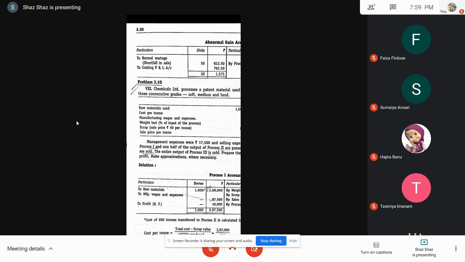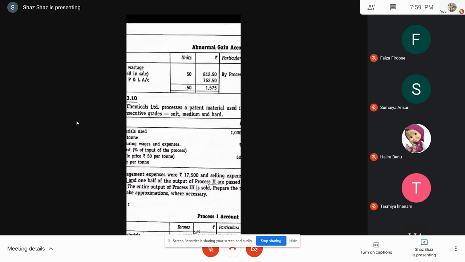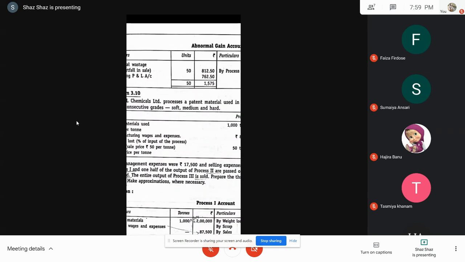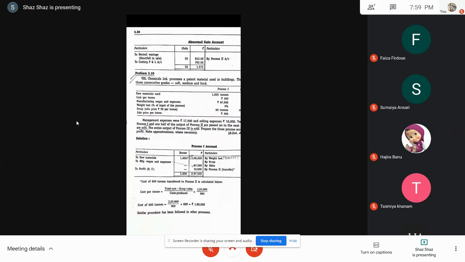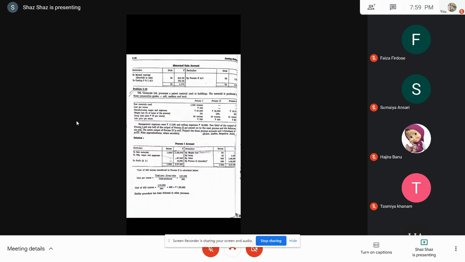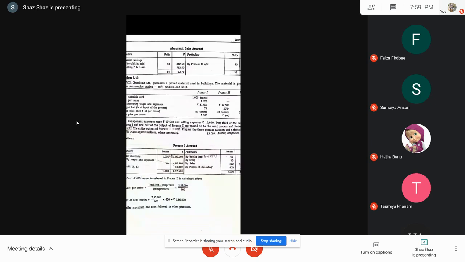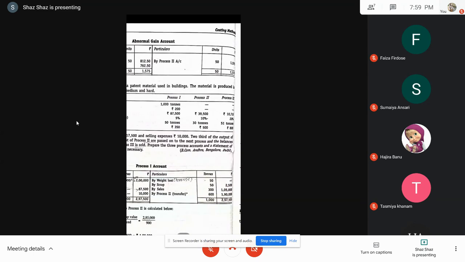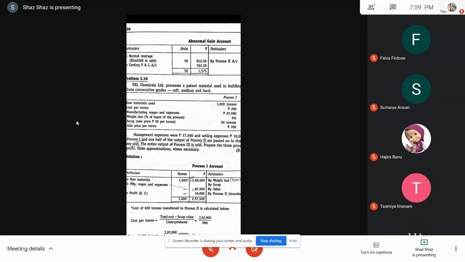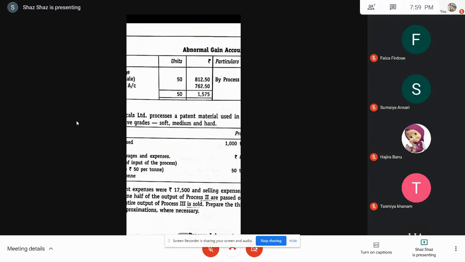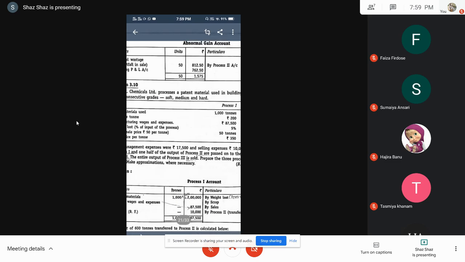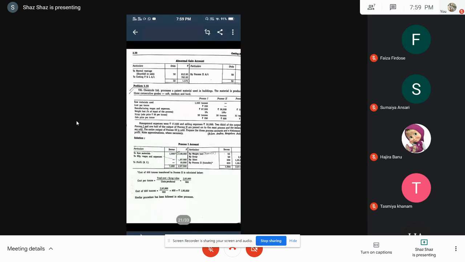Should we take it as shortage in sales, or can we directly take it from process? No, it cannot be process. It can be from the normal wastage account. Transfer from normal wastage account, 50 units and 812.50. So now only two items are there under abnormal gain. Now you can differentiate this. 50-50 will remain the same. This is 1575, minus 812.50. The remaining, costing profit and loss, you will get for abnormal gain as 762.50. That's all. This is how you're supposed to calculate.